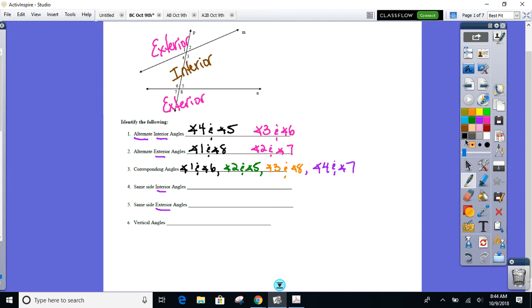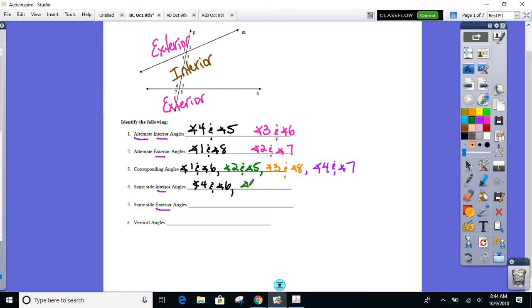Same side interior. Well, you know they're inside. What do you think the same side means? Same side of the transversal, inside the two lines. I think right away you should be able to see them. I don't think there's any mistaking in here. Name a pair. Let's get rolling. 4 and 6 are good. 3 and 5, same side interior.